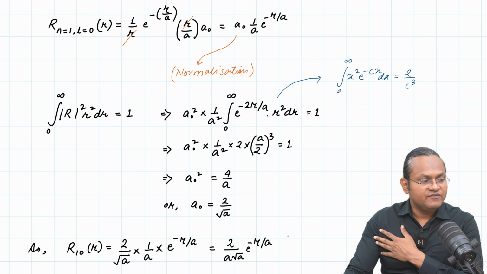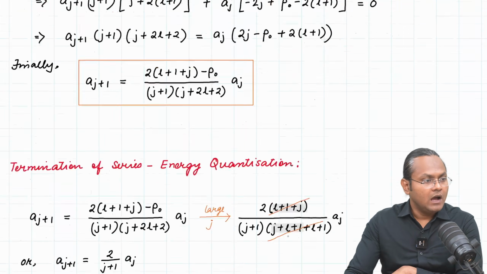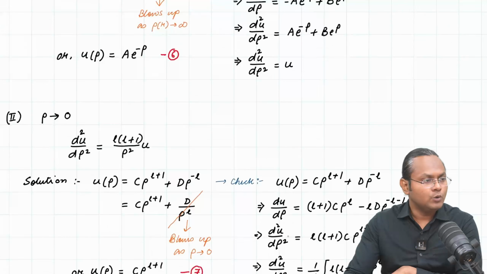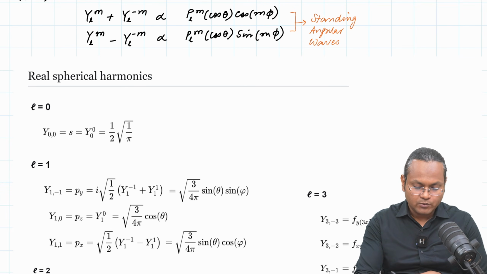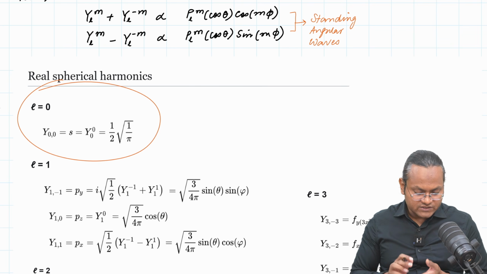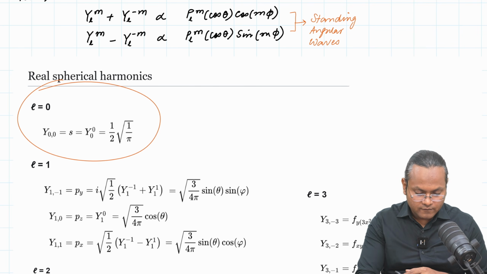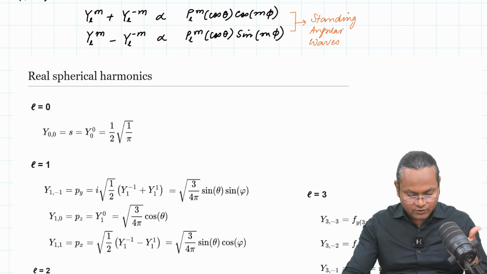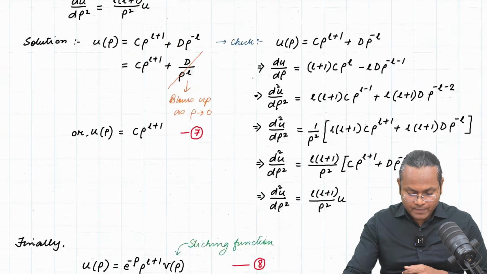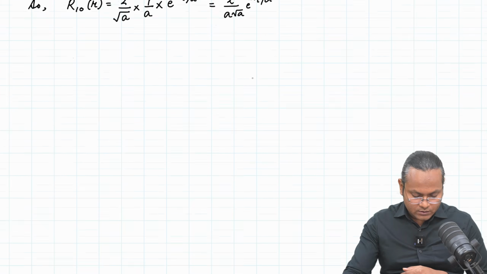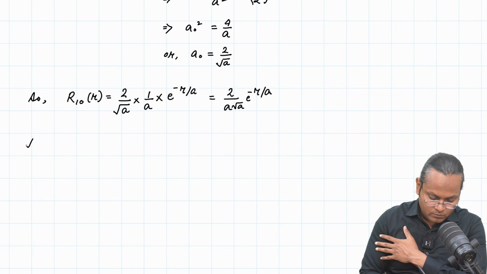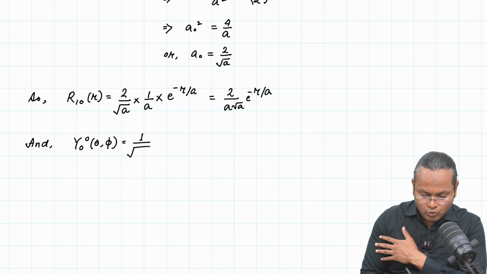If I combine this with the spherical harmonics, then I should get our final wave function solution. So let's go back to our section on spherical harmonics, and take a look at the spherical harmonics that we have obtained. For l equal to 0, Y00 is root over 1 upon 4 pi. If I combine this here, I end up getting Y00(theta, phi) equals 1 upon root 4 pi.